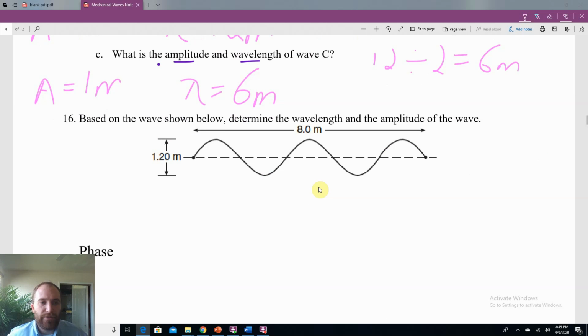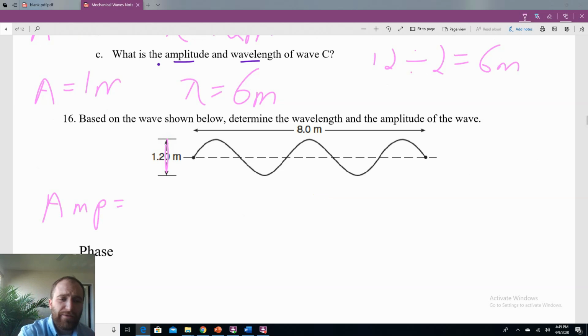Alright, 16, a nice regions question. Based on the wave shown, determine the wavelength and amplitude of the wave. Let's start with amplitude, because I just think that's a little bit simpler. Remember, amplitude, I gave you this whole 1.2, but a lot like the question we just looked at, I don't think that 1.2 is the amplitude.